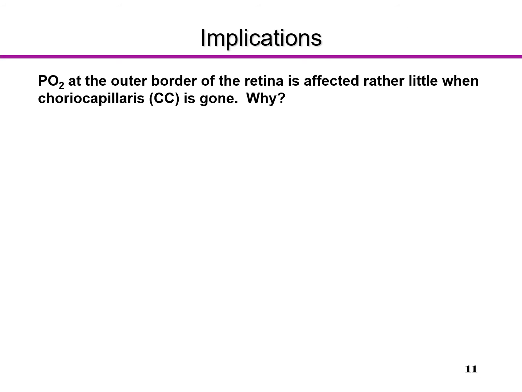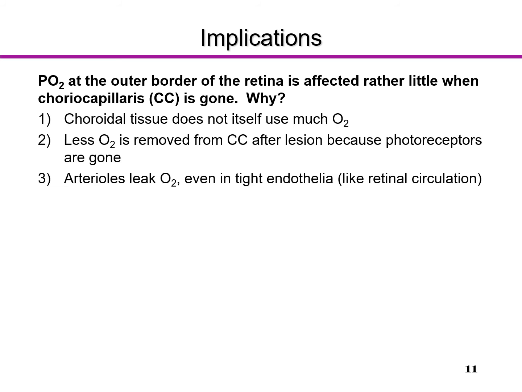So the PO2 at the outer border of the retina is affected rather little when the choriocapillaris is gone. And what does this imply? Well, we think that the reason for the relatively normal choroidal PO2 is that the choroidal tissue itself does not use much oxygen, and less oxygen is removed from the choriocapillaris after the lesion because the photoreceptors are gone. So the PO2 stays higher in the choroid.